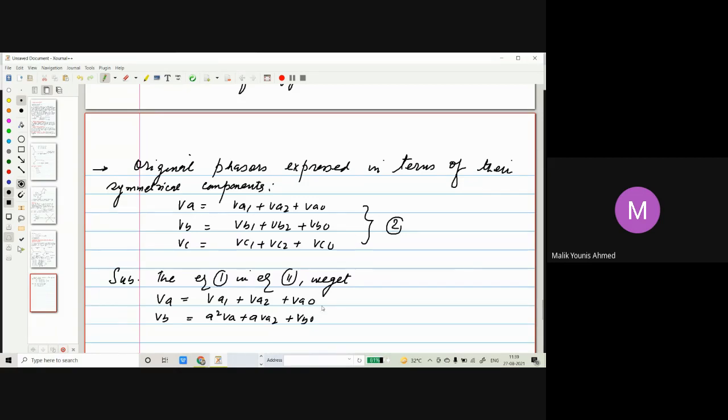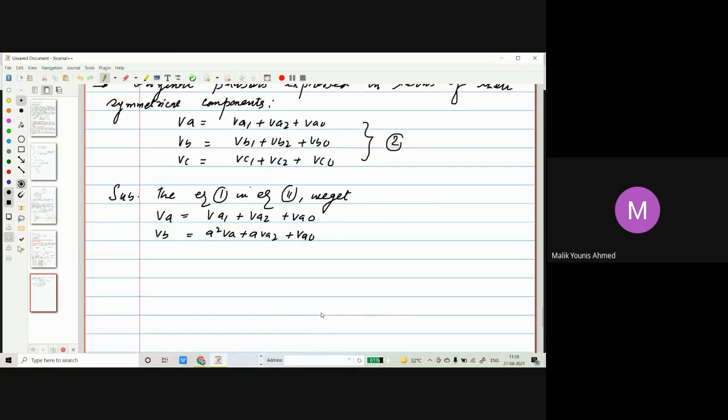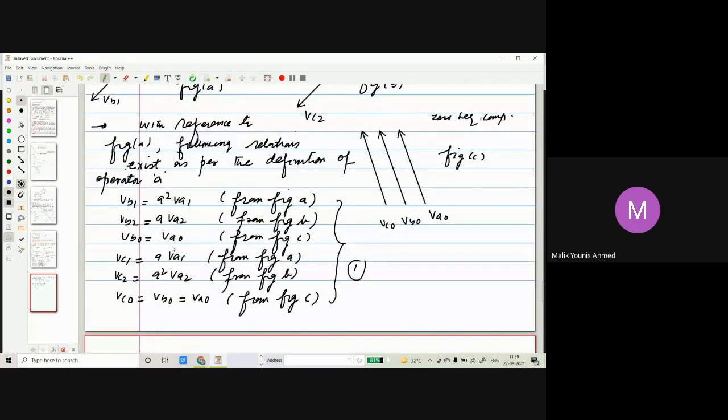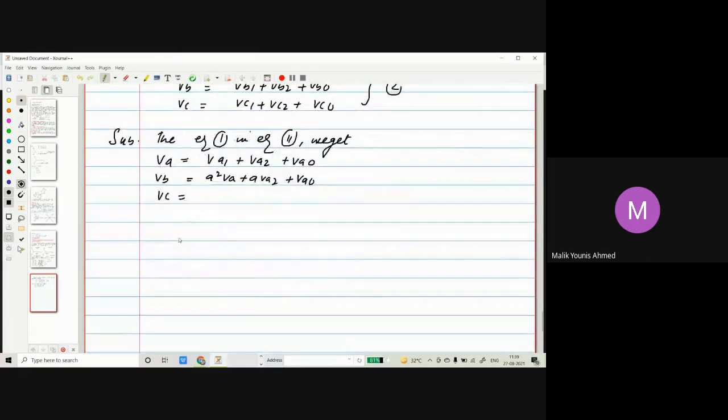We can write VB naught in terms of A. We have to write everything in terms of A. So we can write it VA naught because all three are same. Now VC. VC1 is what? VC1 you can see here. VC1 is A VA1. This is VA1 here also.